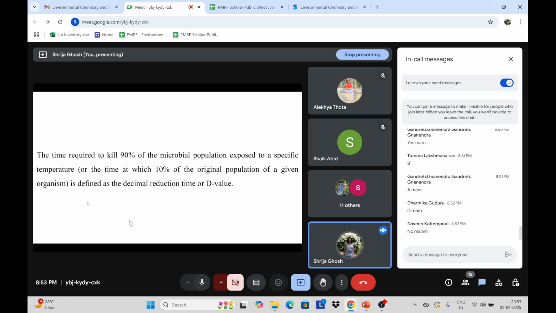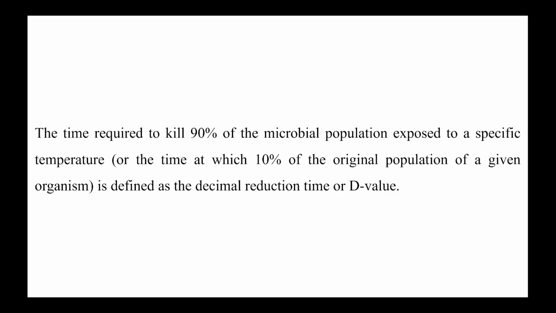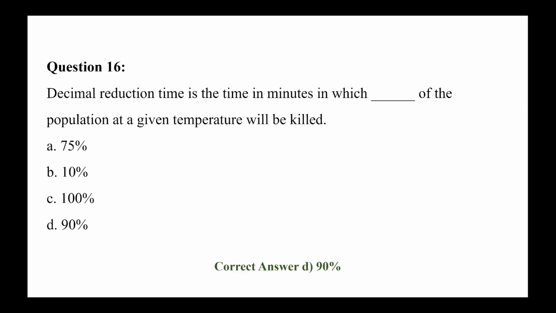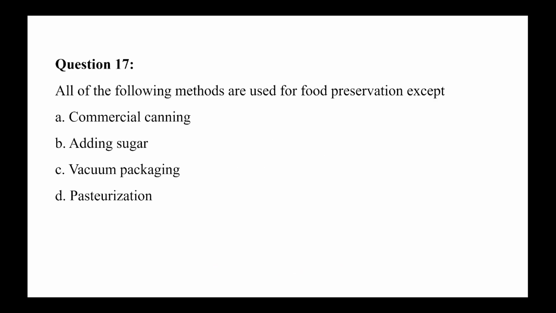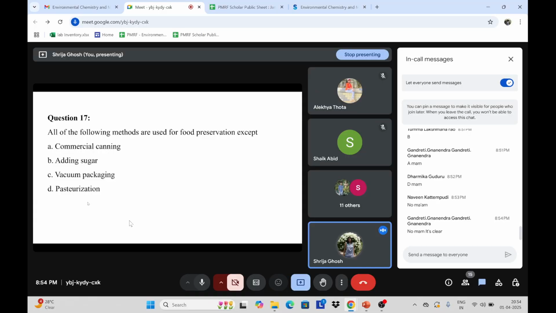So the same question can come in another way, that decimal reduction time is the time in minutes in which dash of the population at a given temperature will be living. Okay, so in that case, the answer would be 10%. So you have to read the question carefully. Okay, if that's clear, we can move on to the next question.